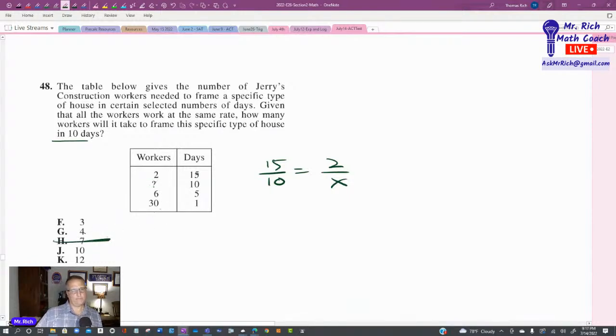So I'm thinking this is going to be between 3 and 4. I don't like those answers. So as it's dropping down, this has to be either 3 or 4. 2, 4, 6, and then 30. That's going down by 1.5. That one, I'm going to come back to it.